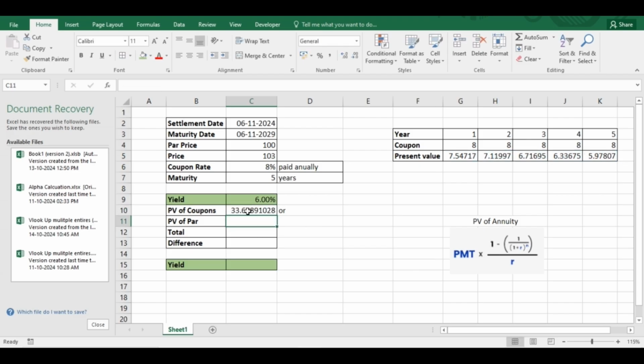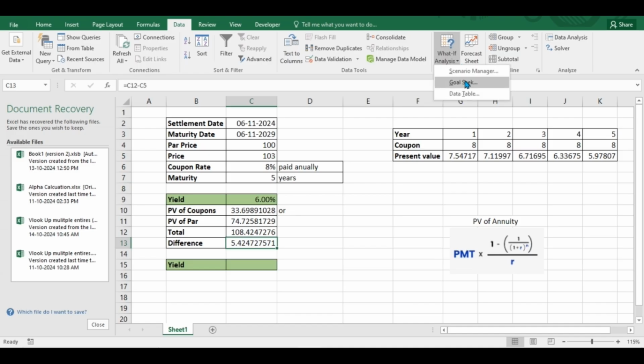Also, calculating the present value of the par value. It will be par value divided by 1 plus YTM to the power of years to maturity. Get the total of these two cash flows. Let's get the difference of the total with current price of the bond. This difference should be 0 at the YTM.